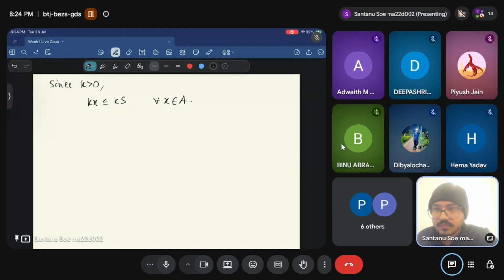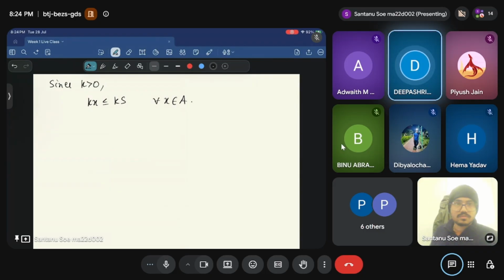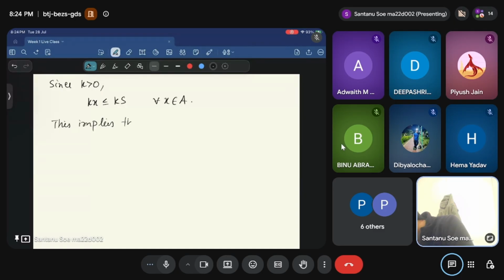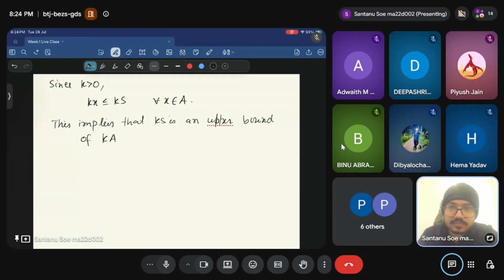Okay, now what does this tell you? Anyone? kS is an upper bound. An upper bound of what? Of the set kA. Correct. So this implies that kS is an upper bound of kA. So what remains to prove now? Anyone? It can be wrong, you can tell me, then only you will understand. It is the least upper bound. Correct. The only thing left to complete this proof is to show that kS is the least upper bound of kA. Correct.